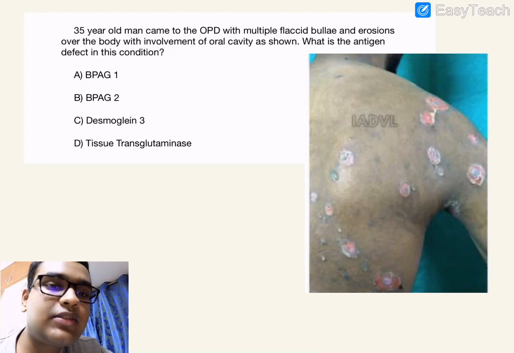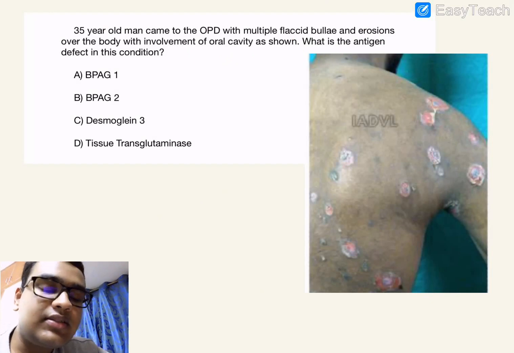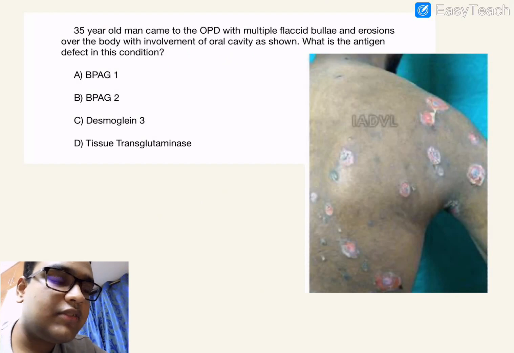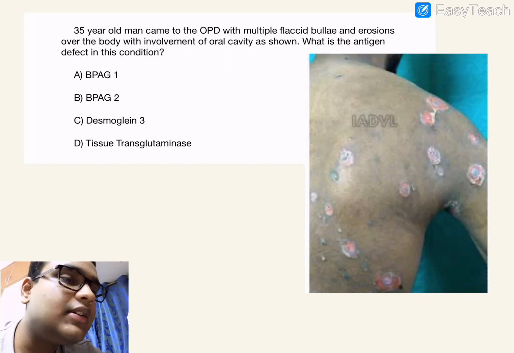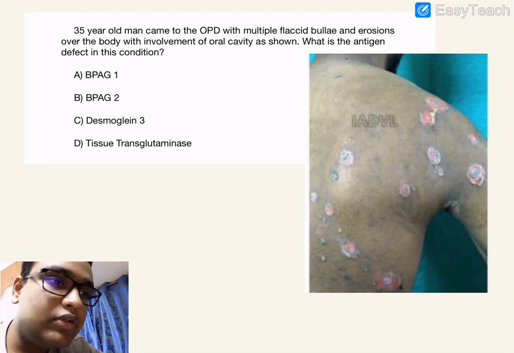So now coming to the next question. A 35-year-old man came to the OPD with multiple flaccid bullae and erosions, as you can see here, over the body with involvement of the oral cavity also. What is the antigen defect in this condition? So this is again a pathology based question, so we have to know the pathology behind this condition. This condition belongs to something known as vesico-bullous disorders.